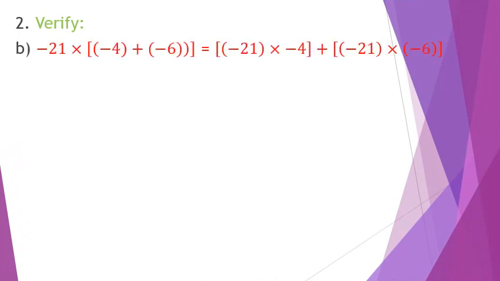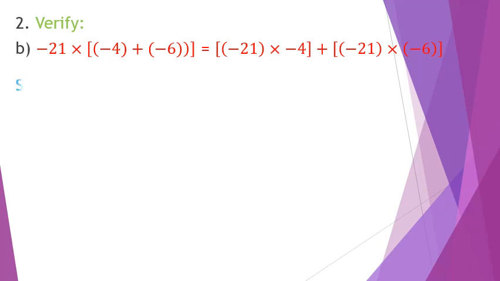Next, question number 2. Verify -21 multiplied by (-4 plus -6) is equal to (-21 into -4) plus (-21 into -6). For verifying this one, we can take the LHS and solve it. Similarly, we can take the RHS and solve it. If we get LHS equal to RHS, we have verified it properly.